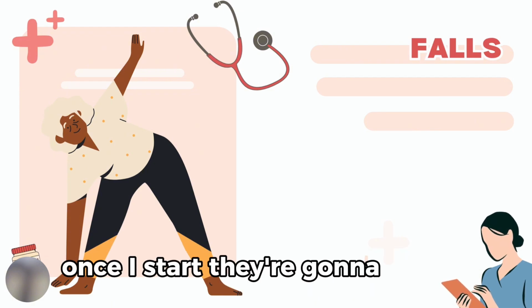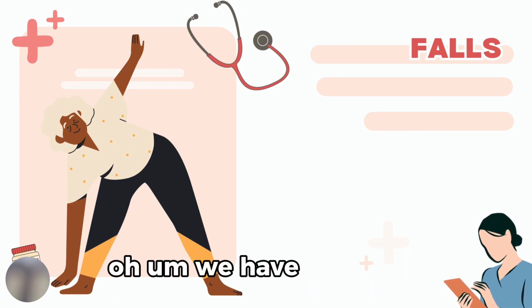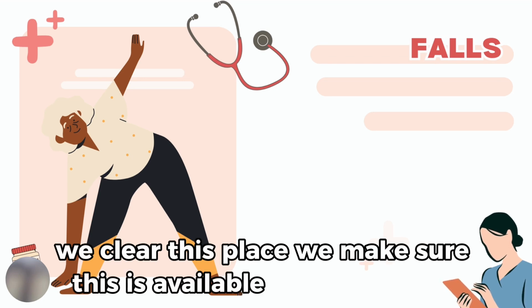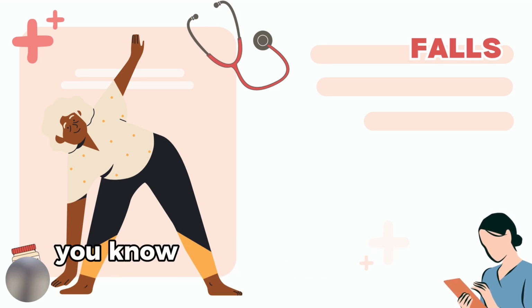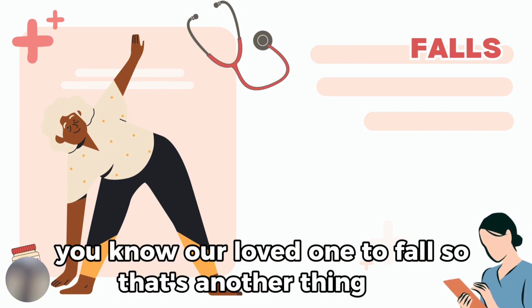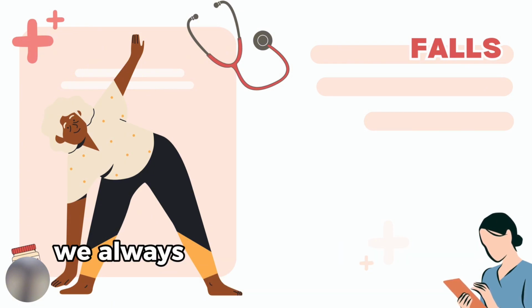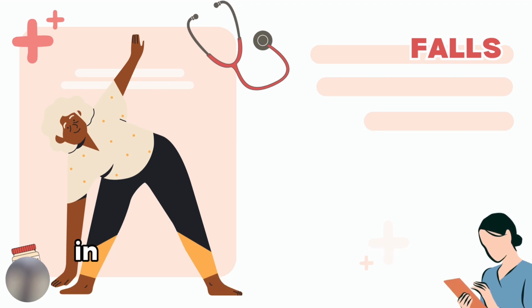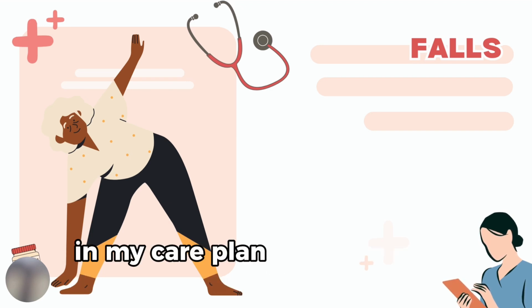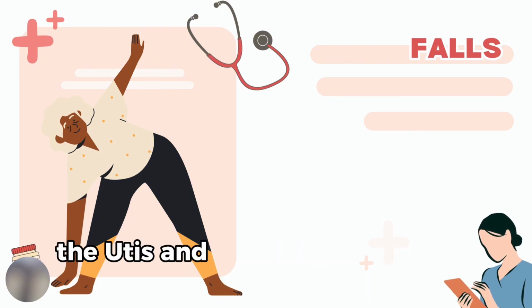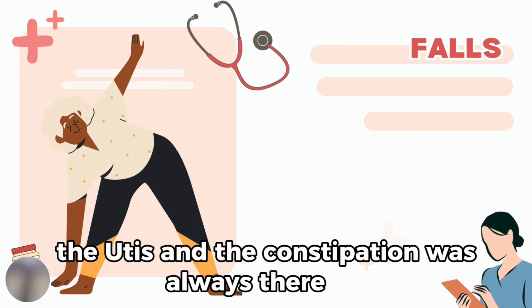Once I start, they're going to be like, oh, we have grab bars. We clear this place. We make sure this is available, that's available. We don't want our loved one to fall. So that's another thing. We always had to ask the patient, and in my care plan, fall prevention was always there. Fall prevention, the UTIs and the constipation were always there.